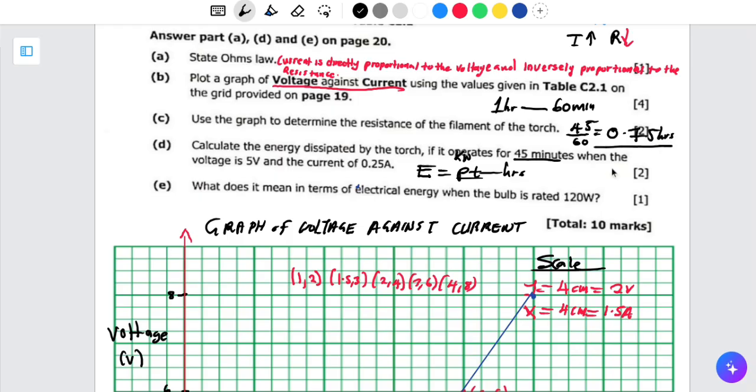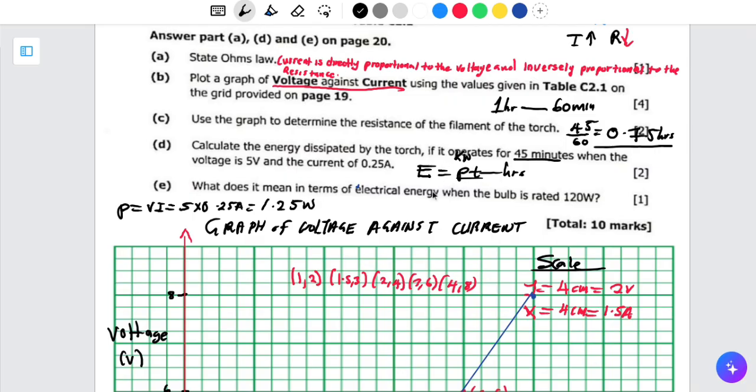But what about power? Power is equal to what? So power is equal to voltage multiplied by current. Okay, so we have been given the voltage, which is 5 volts, multiplied by the current, which is 0.25 amps. So when I multiply 5 multiplied by 0.25, I'm getting 1.25 watts.